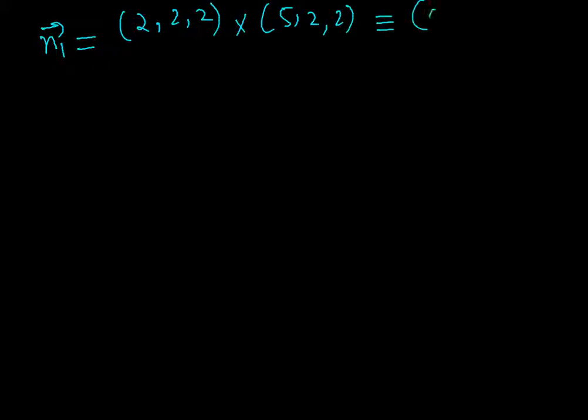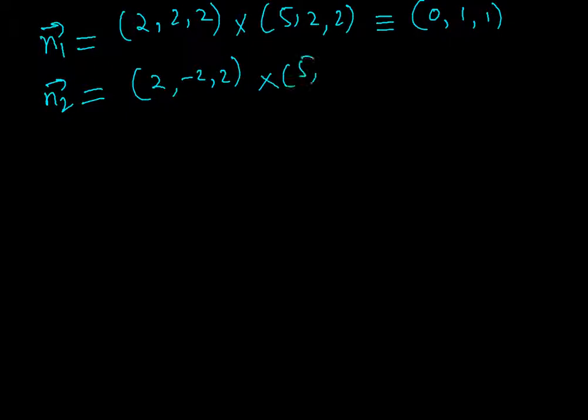Two equations are possible. For the first equation, the normal vector can be given as (2, 2, 2) cross (5, 2, 2). If I am taking k equal to 2, it will come out to be (0, 1, 1). Similarly the other vector will be (2, -2, 2) cross (5, 2, -2). Calculate yourself, it will be (0, 1, -1).